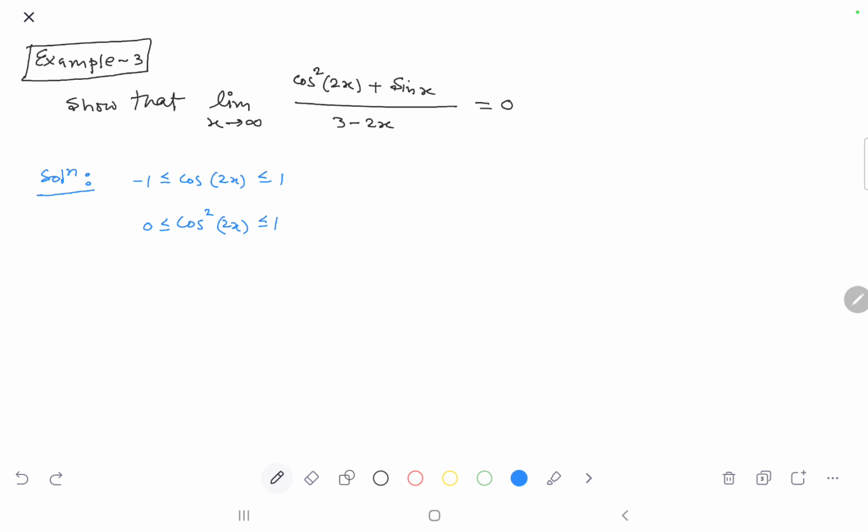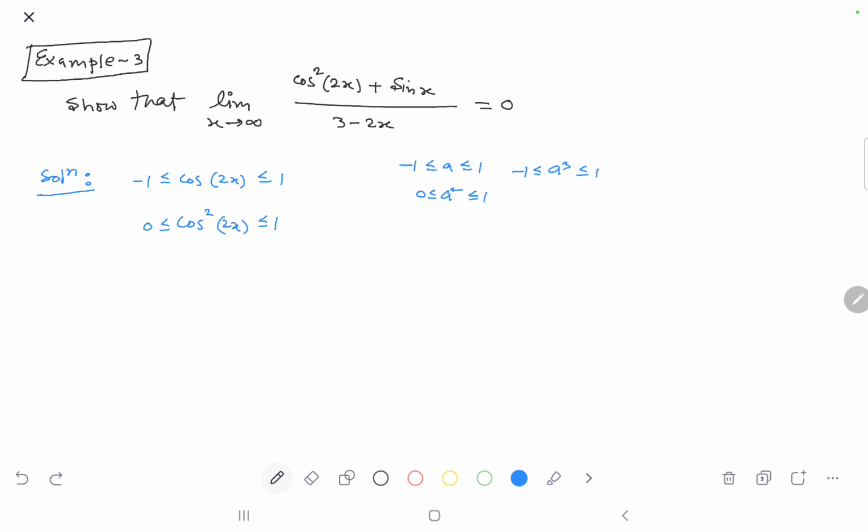Wait, can you say that again? Yeah, I'm saying if a is between minus 1 and 1, then a square is always between 0 and 1. But a cube is between minus 1 and 1. Okay.